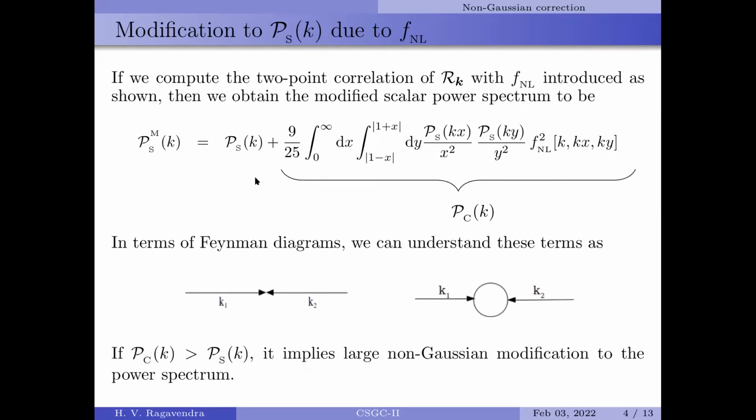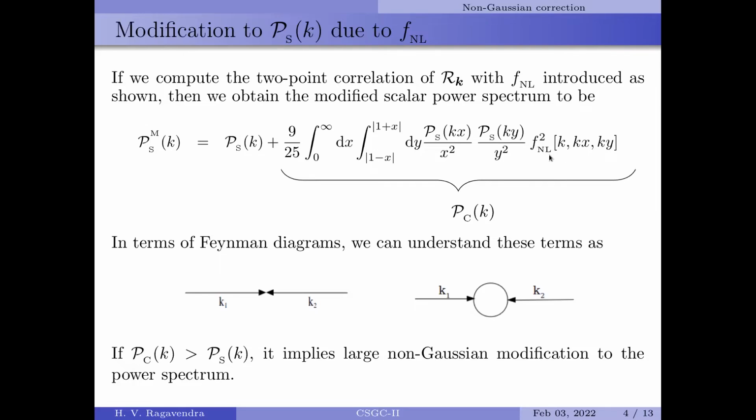So if we are to associate Feynman diagrams, this first term will just be represented by this 2-point correlation diagram, and the second term is nothing but the one loop correction to this 2-point correlation. And evidently, if this PC of K is greater than the original PS of K, it implies there is a large non-Gaussian modification to the power spectrum. This is for the scalar power spectrum.